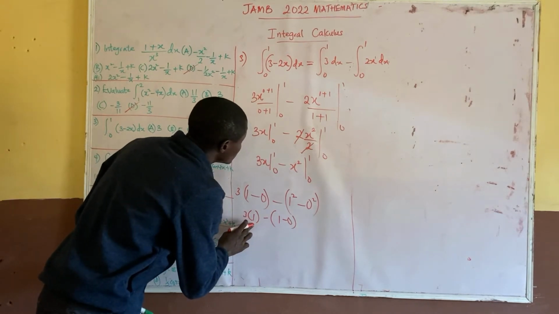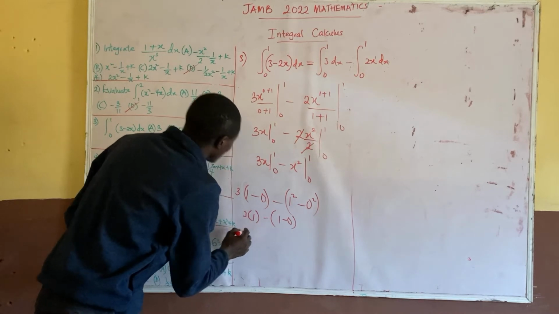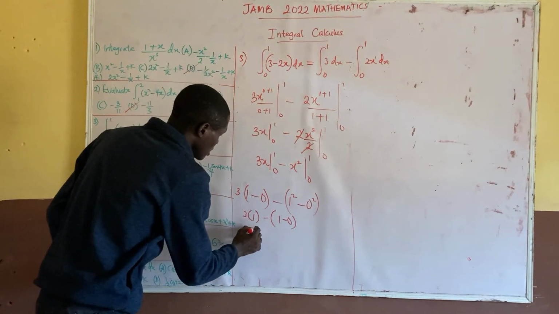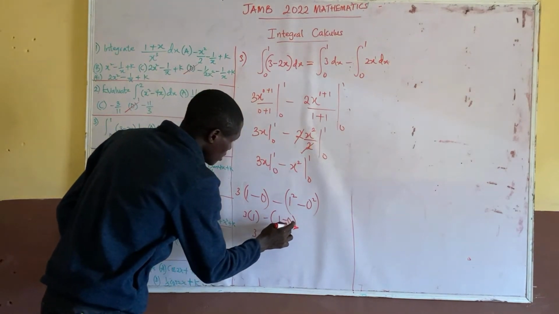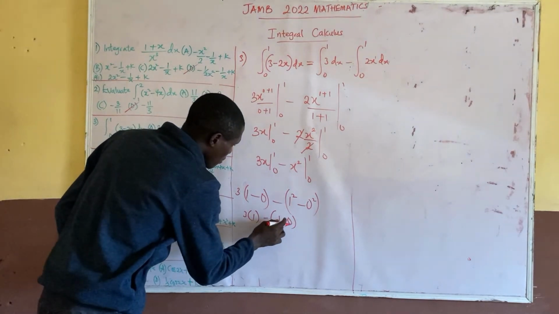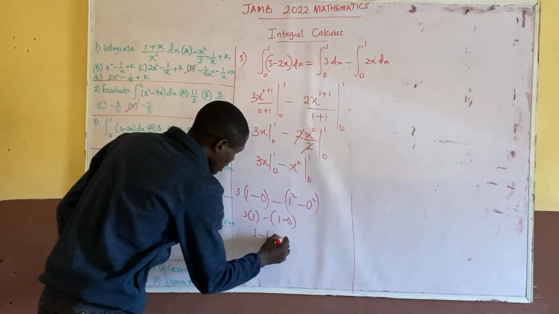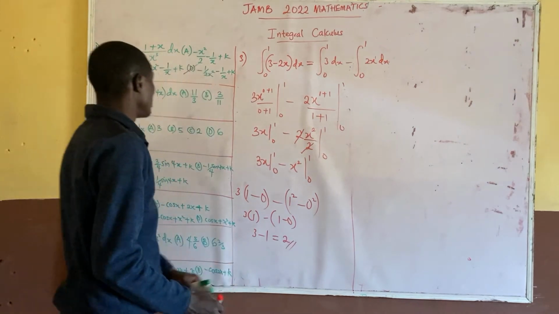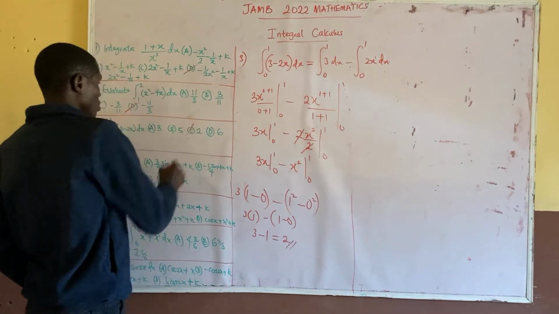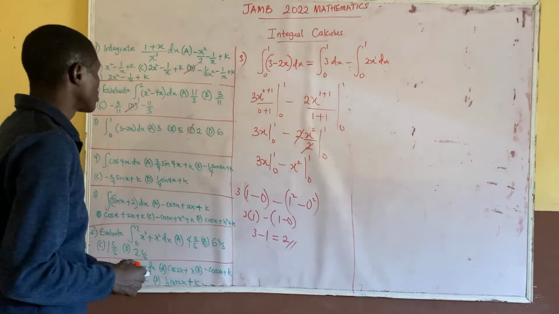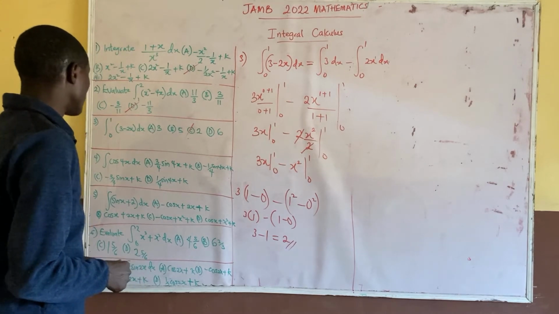So we have 3 plus 1, 3 times 1 is 3, minus 1 minus 0. So 1 minus 0 is 1. So the answer here is 2. The answer here is 2. So this answer is Option C. Now let's move to the next question.